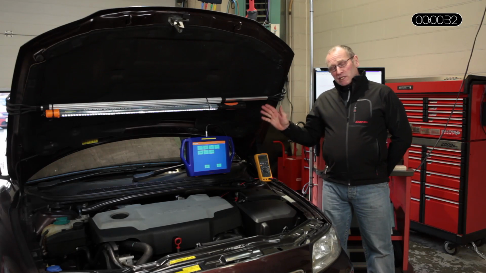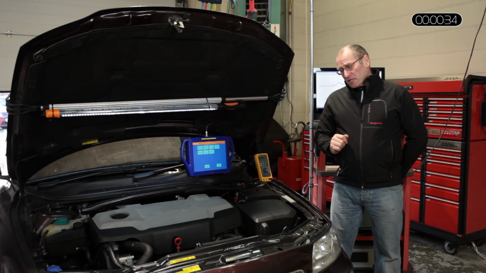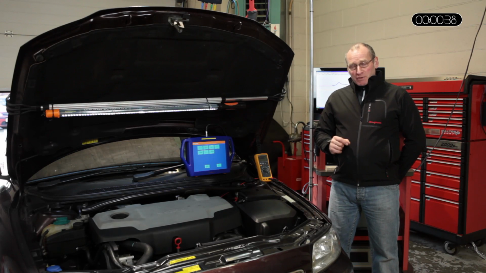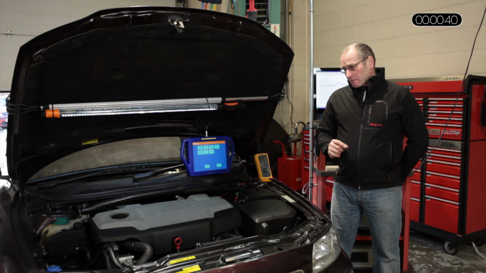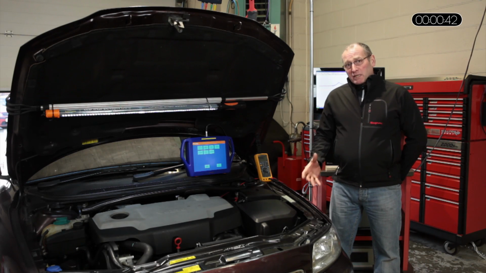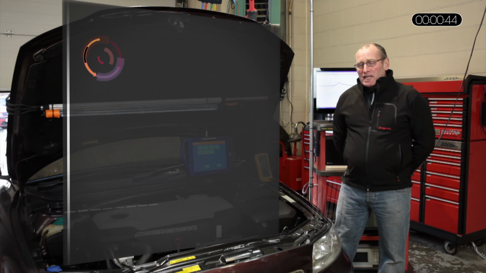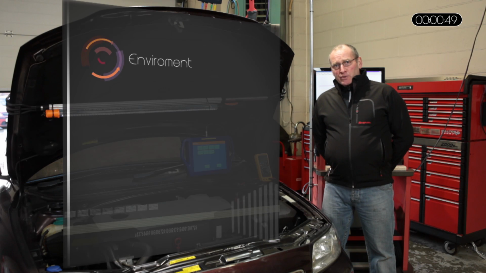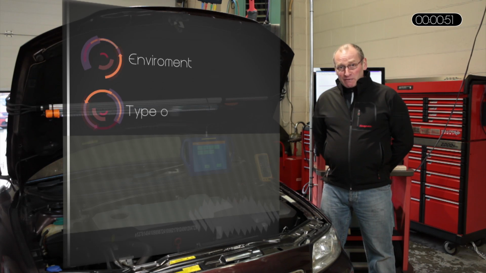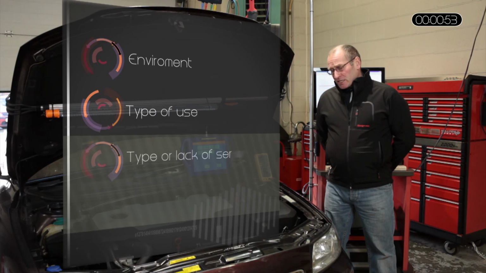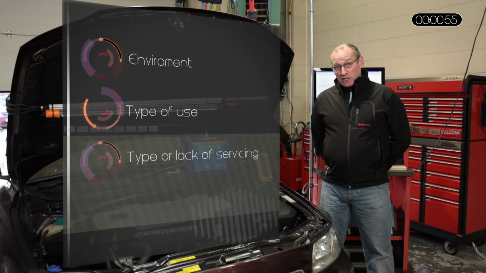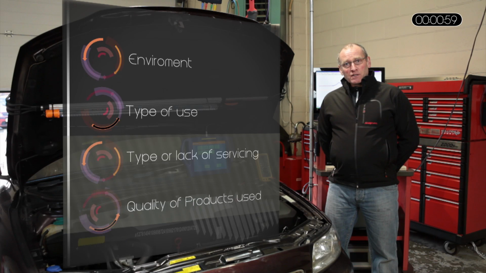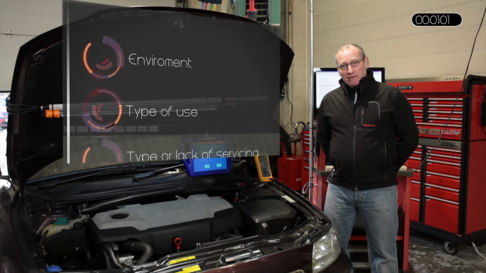I'm going to take them step by step because we're going to deal with the information in slightly different ways, and the way in which we interpret the information in slightly different ways. First of all, why do DPFs go wrong? It's really a rather complex issue which relates to environment, the type of use the vehicle undergoes, the type of servicing or lack of servicing the vehicle undergoes, and potentially the quality of the products used, the oil, for example.